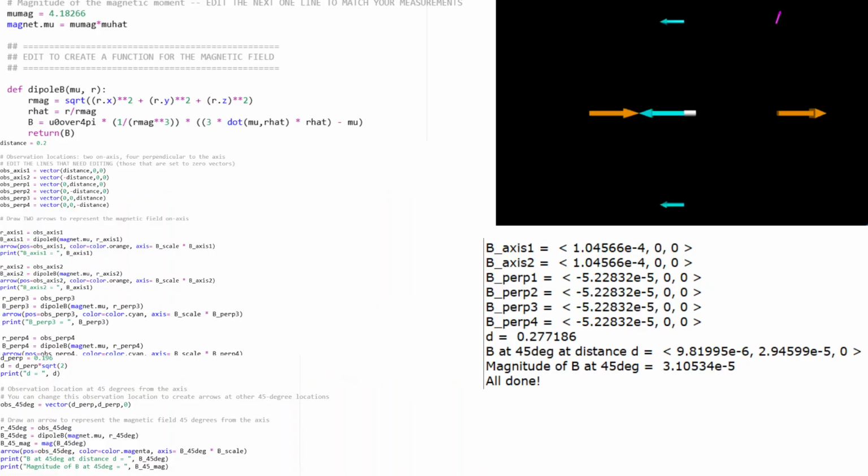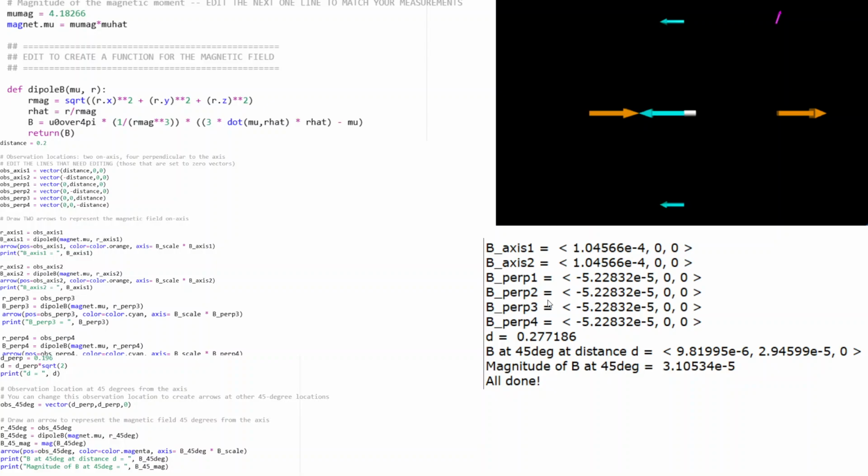Here is the code I used. The main thing I changed was the mu mag up here, which is the 4.18266 calculated from before. This function to solve for dipole B is essentially just Biot-Savart's law. This part was to determine how far the magnet was from the observation location. That number could be whatever we wanted, and the rest of it is essentially to make arrows and do calculations to figure out the magnitude.